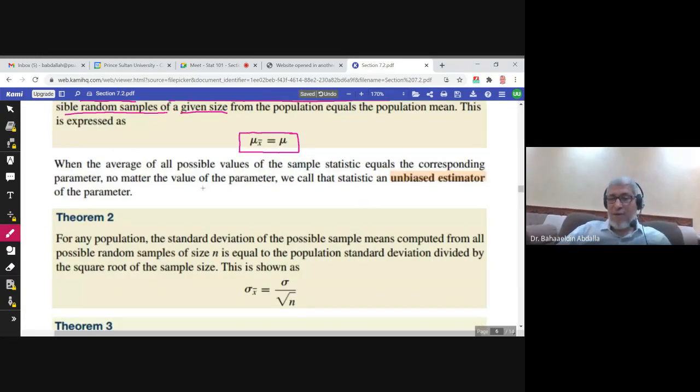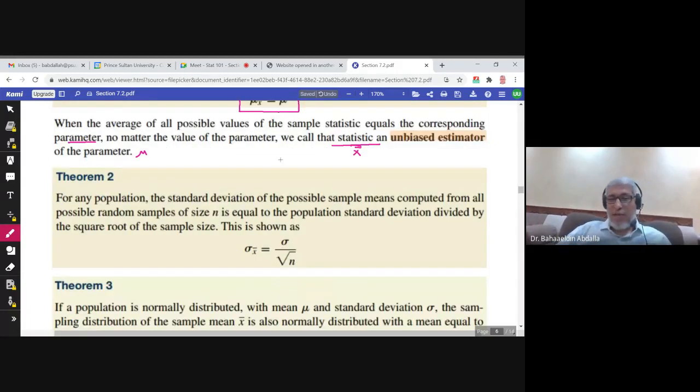When the average of all possible values of the sample statistic equals the corresponding parameter, we call that statistic, which is here X bar, an unbiased estimator of the parameter. So what we conclude from here, X bar is an unbiased estimator of mu. This is very important because we will use in chapter 8 X bar to estimate mu, because X bar is an unbiased estimator of the parameter, because mu X bar equals mu.